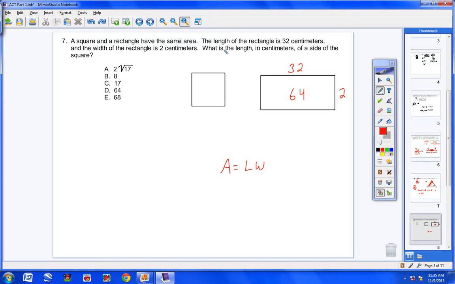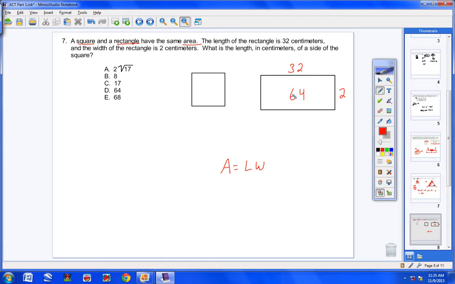So do you see what I did? Length of the rectangle, 32. Width of the rectangle, 2. Multiply 32 times 2 and you get 64. Now, it says right here in the first sentence, do you see this? The square and the rectangle have the same area. Oh, booyah, that's a big help.